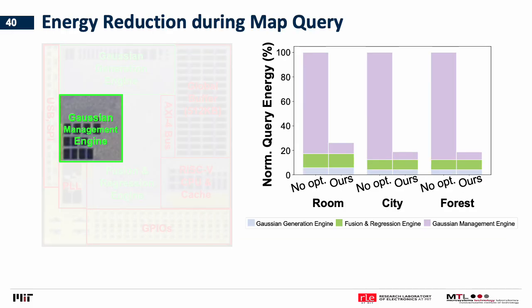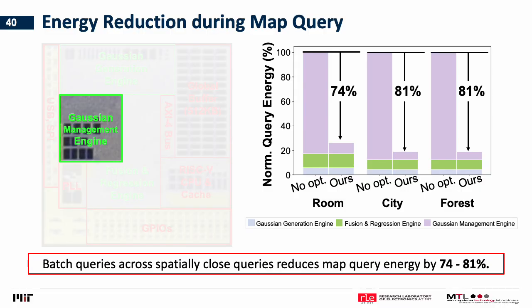Last is the query energy. The energy reduction comes from the Gaussian management engine shown on the left. On the right, we can see the query energy is reduced by 74 to 81% thanks to the batch querying. This works especially well because Gaussians cover a large spatial region, so that a small batch of nearby coordinates overlap a similar set of Gaussians.